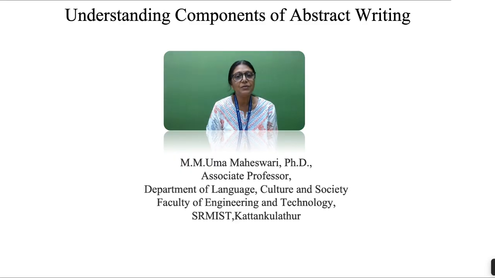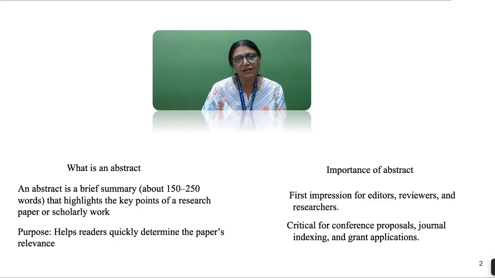This session will help you to understand the components of abstract writing. An abstract is a brief summary of about 150 to 250 words, and it highlights the key points of a research paper. So, why do we need an abstract? We need an abstract so that the reader can understand what the research is all about, what the article is all about. Without spending time to read the entire article, the reader can understand the gist of it by reading the abstract. So now we understand the purpose of an abstract is to help readers determine the paper's relevance.